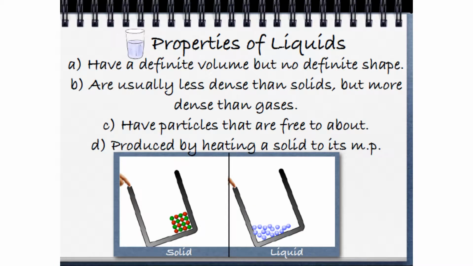Properties of liquids. Liquids have a definite volume, but no definite shape. If you take 100 milliliters of water in a graduated cylinder and you pour it into a square plastic container, the volume of that water does not change. It will still be 100 milliliters, but the shape changes based on its container. Liquids are usually less dense than solids, but more dense than gases. Their particles are free to move about, and they are produced by heating a solid to its melting point.